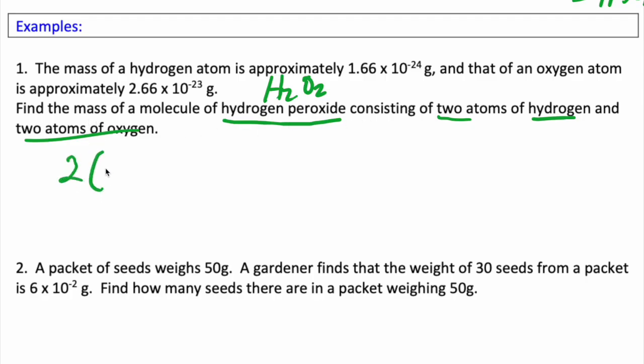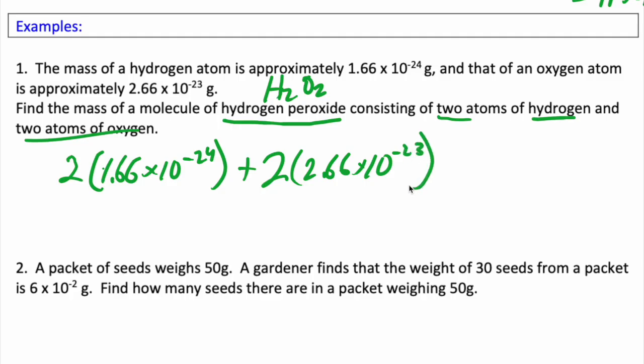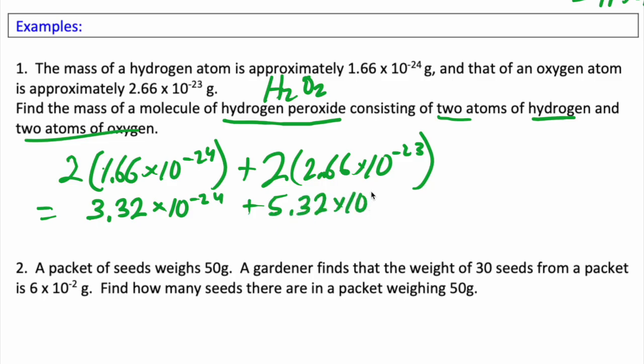We do 2 times 2 hydrogens plus 2 oxygen atoms. Okay, and then we add them together. So let's multiply these together. This is going to be 3.32. If you multiply this, you get 3.32 times 10 to the power negative 24. And you multiply this, you get 5.32 times 10 to the negative 23.